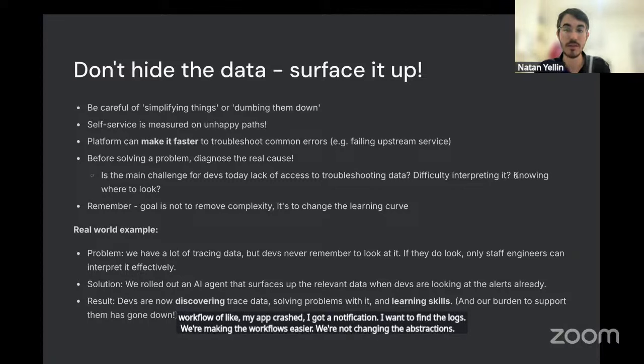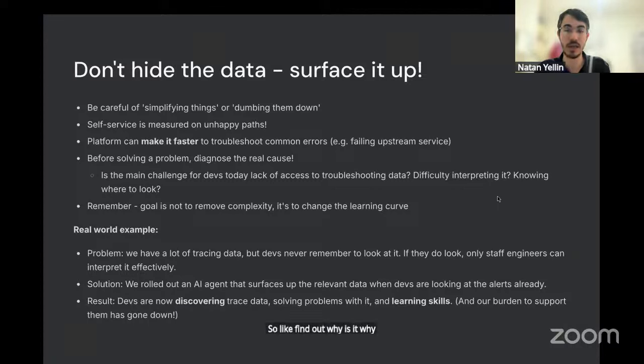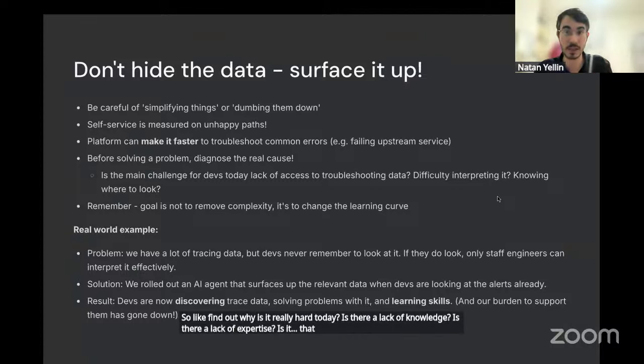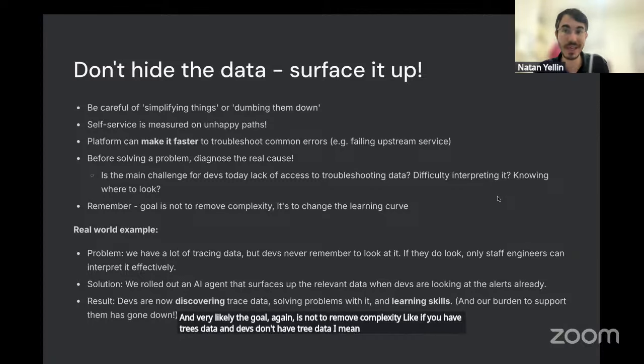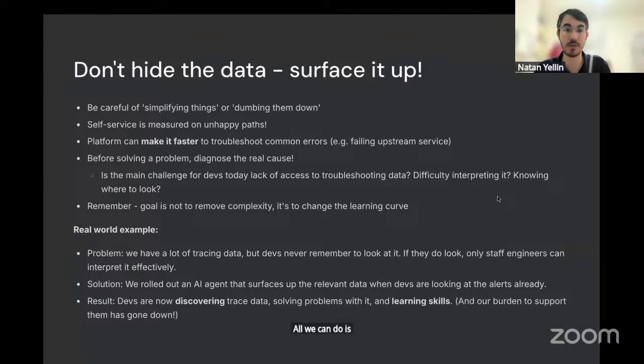So find out why it is really hard today. Is it a lack of knowledge? Is it a lack of expertise? Is it that they just don't have access because they're restricted and they can't actually view the logs, right? So figure out what that is, and then figure out how you change the learning curve on that. And very likely the goal again is not to remove complexity. If you have trace data and devs don't know trace data, you're going to need to get the devs to understand how to use trace data and how to look at that, right? That's not something you can really fix if you have a microservices architecture and cascading failures. That's the inherent complexity. That's not going to change. All we can do is help devs with that learning curve.